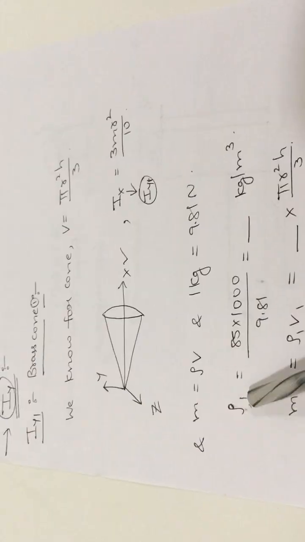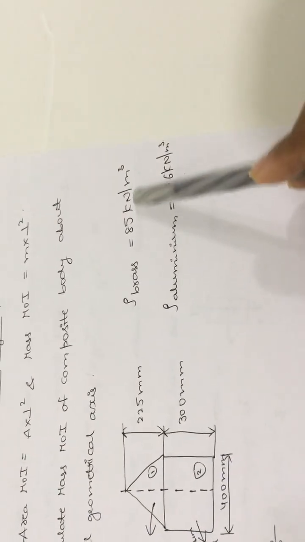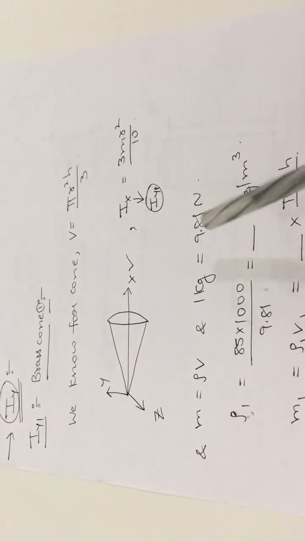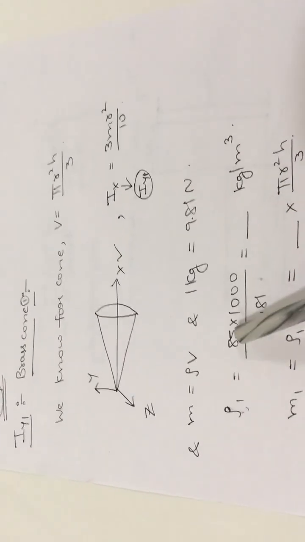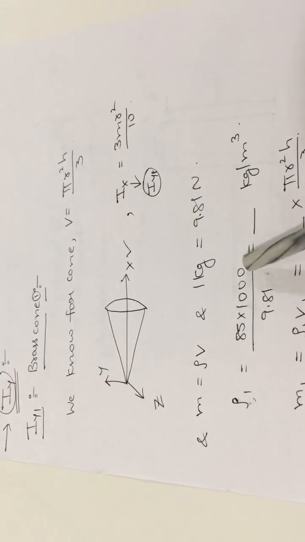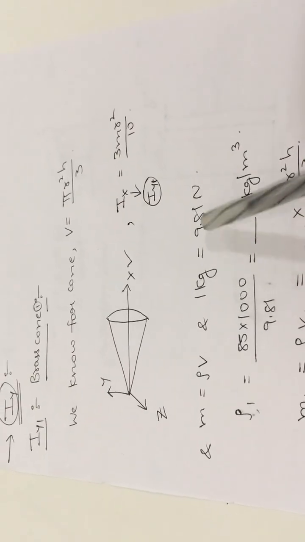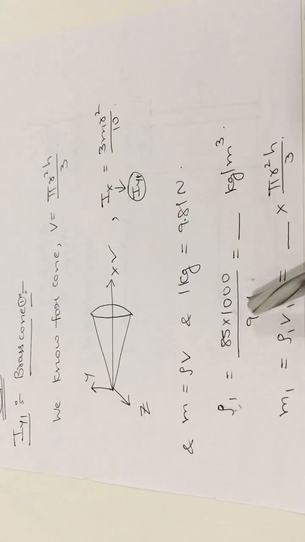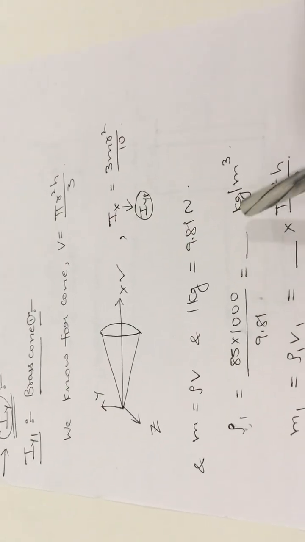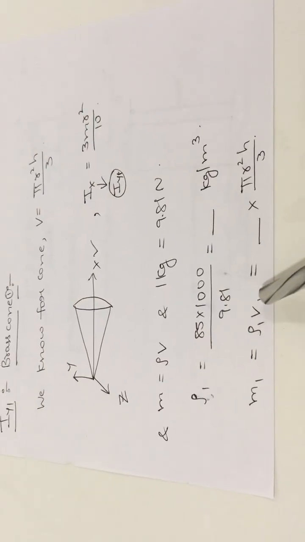Here, the density value for the brass cone is given as 85 kilonewton per meter cube. So first of all, conversion into Newton. Kilonewton into Newton means 10 to the power of 3. So 85 into 1000 Newton, and again Newton conversion into kgs, where 1 kg is equal to 9.81, so divide by 9.81. So you will get it in terms of kg per meter cube. Next, we know that the mass formula is equal to density into volume.